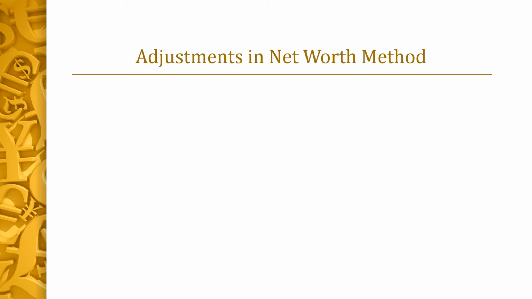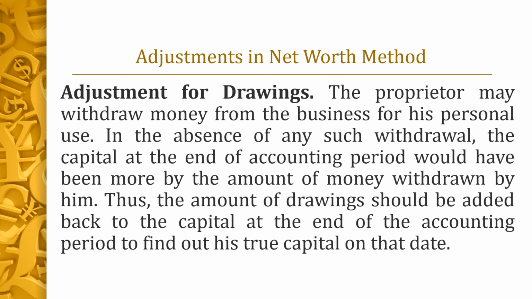During the working of the net worth method, there are certain adjustments. The first adjustment is for drawing. When the proprietor withdraws some money from his business account for personal use, it is known as drawing. In the absence of any such withdrawal, the capital at the end of the accounting period would have been more by the amount withdrawn. So, the amount of drawing should be added back to the capital at the end of the accounting period to find his true capital on that date.